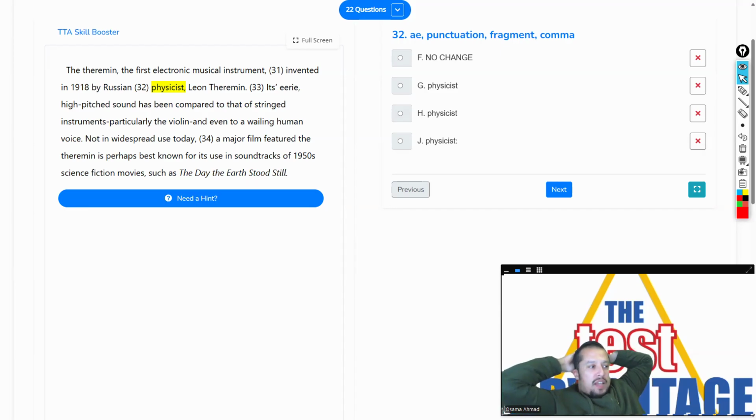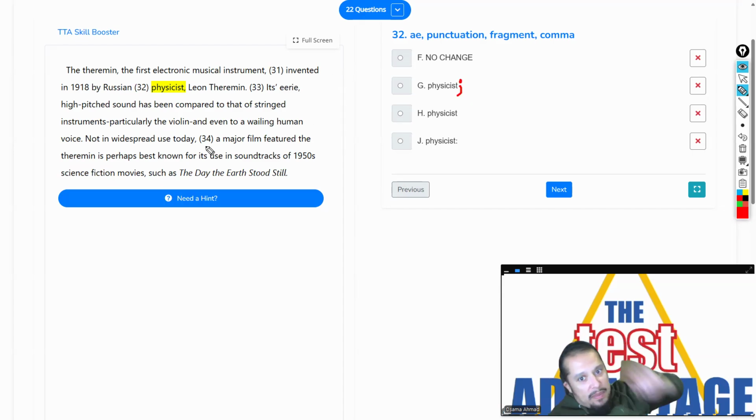G and H are the same answer, actually. So let's say this is a semicolon. G and H are the same answer.